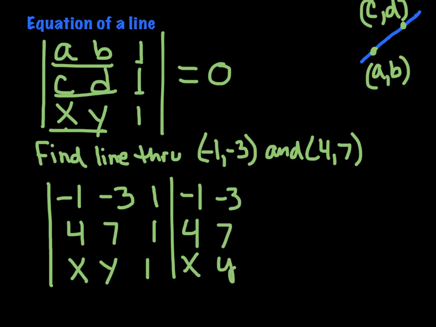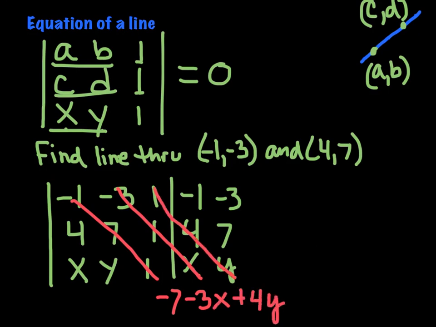And then I'm going to go down. -1 times 7 times 1 is -7. -3 times 1 times x is -3x. And 1 times 4 times y is plus 4y. So that's my downs. Then I have x times 7 times 1, which is going to be 7x. Y times 1 times -1 would be -y. And 1 times 4 times -3 would be -12.